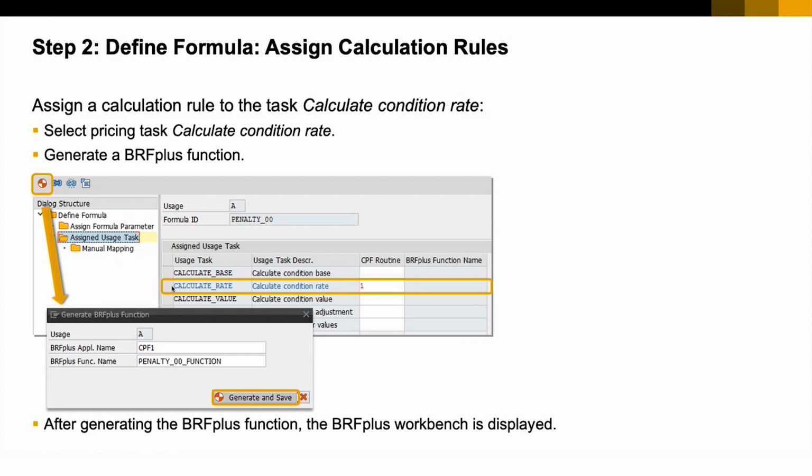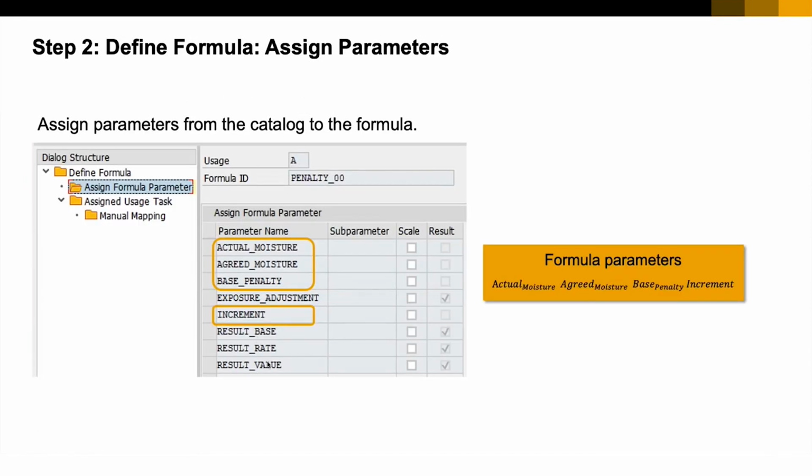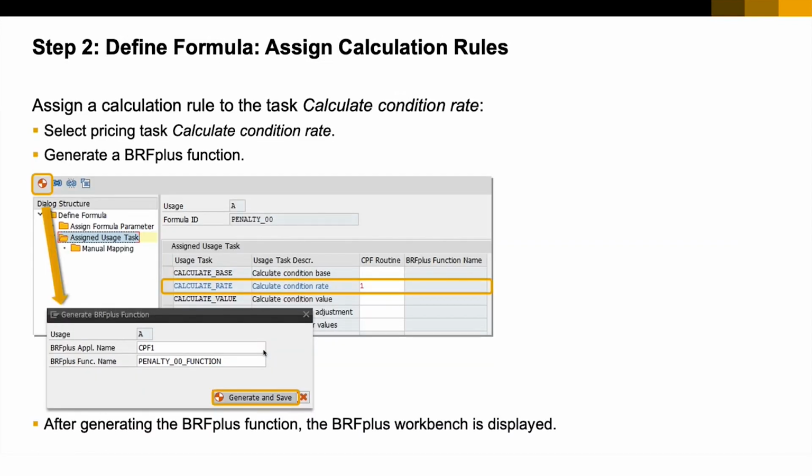So then basically, once you assign that, in the next step here, you assign usage task. Basically, in the previous step where you see this result, base, rate, value, it has another internal mapping which is required for BRF Plus. And this is again standard. You don't have to change anything here.